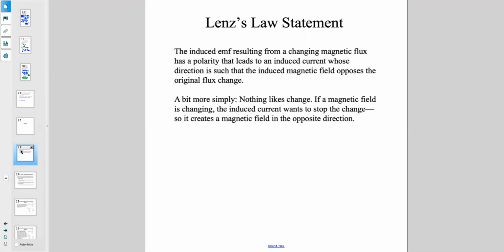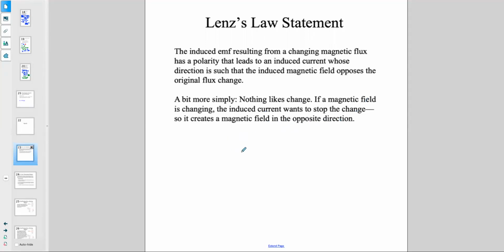The induced EMF resulting from a changing of the magnetic flux has a polarity that leads to an induced current whose direction is such that the induced magnetic field opposes the original flux change. That was so much wording. I don't want to confuse you, so let's go to a simpler explanation. Nothing likes change. If a magnetic field is changing, the induced current wants to stop the change, so it creates a magnetic field in the opposite direction.